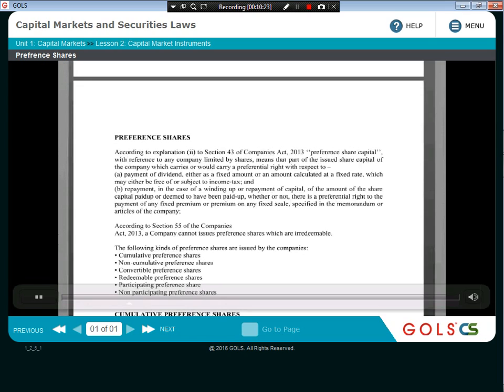Now the difference is they do not have the power to vote. So they are not called equity shares because you are not the owners of the company, you are not the members of the company, but you get some preferential rights, preferential treatment. And you get preferential treatment in two respects. Number one is payment of dividend, either as a fixed amount or as an amount calculated at a fixed rate, which may either be free of or subject to income tax.